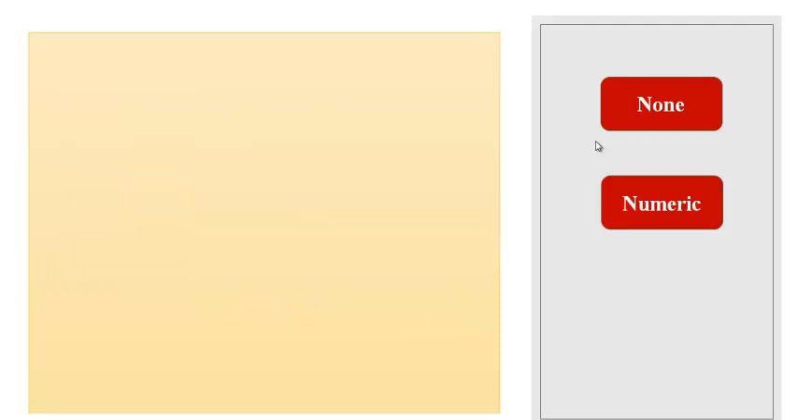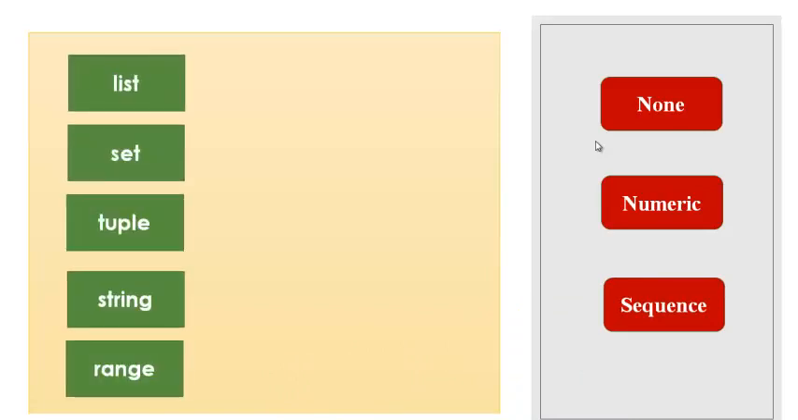With the next data type, we have something we call a sequence. Under the sequence word, we have all of these types: list, set, tuple, string, and range. About lists, which we are going to explain in detail later on: a list is a group of numbers, a group of strings, or a group of related data joined together.